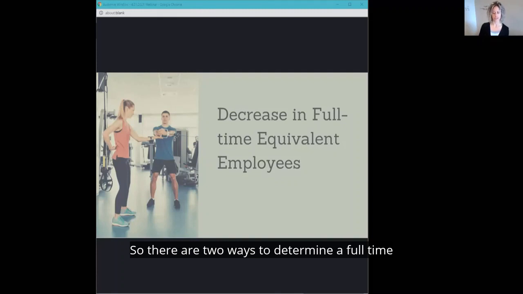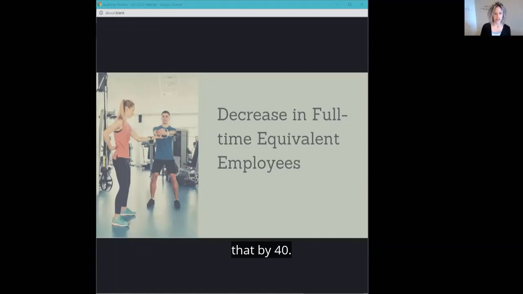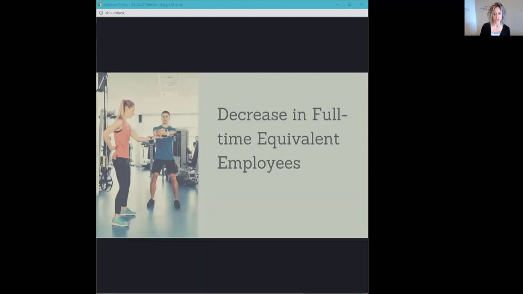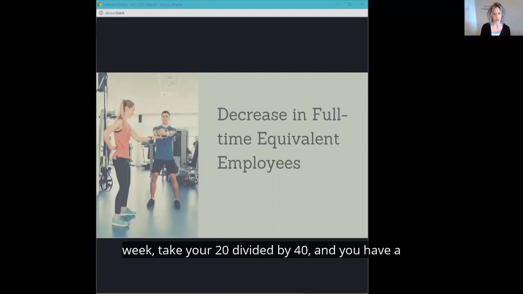The first way is for each employee, you could take the average hours paid per week and divide that by 40. So if you have an employee that works 40 hours a week, divide that by 40, then you have 1 FTE. If you have an employee that works 20 hours a week, take your 20 divided by 40, and you have half of an FTE. So that's one way you could do that calculation, based on the hours that they work a week and divide that by 40.